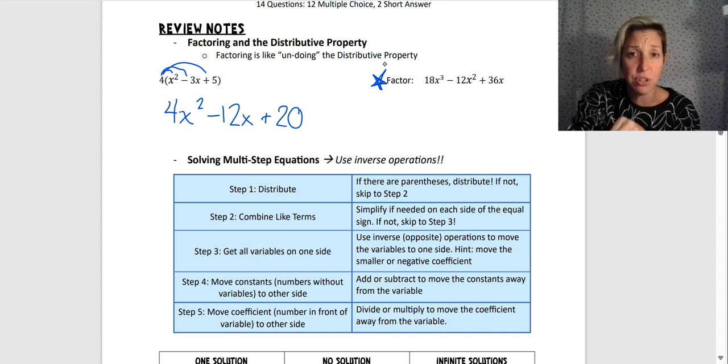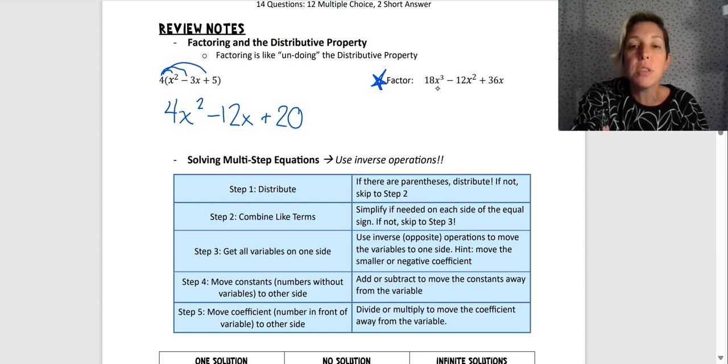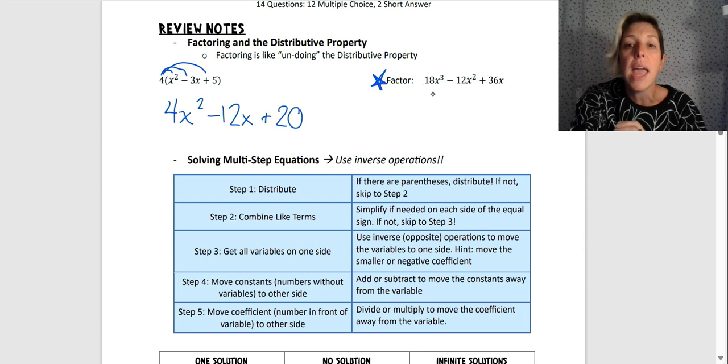When you are factoring this, there's a couple different things that you can do. So I'm going to show you 2 different ways that I would factor this. So first of all, looking at our whole numbers, our coefficients, 18, 12, 36. I want to think of a number that goes into each of those evenly. There are at least 2. I'm going to use 2.